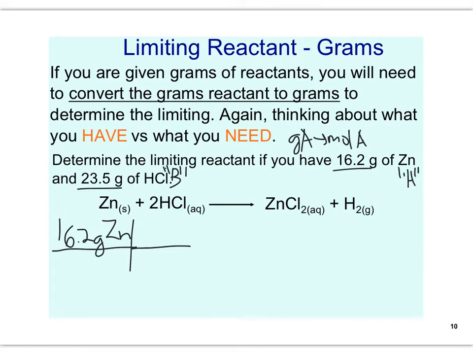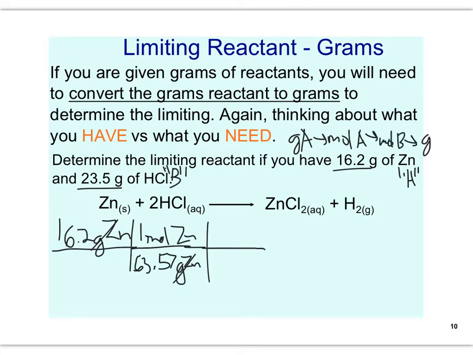Looking at my periodic table, I can see that zinc has a molar mass of 63.57 grams, and that's always per 1 mole. Grams of zinc are going to cancel out, and now I'm in terms of moles of zinc. Well, that's not what I need. I need to work my way over to moles of B, and then I'm going to work my way over to grams of B.